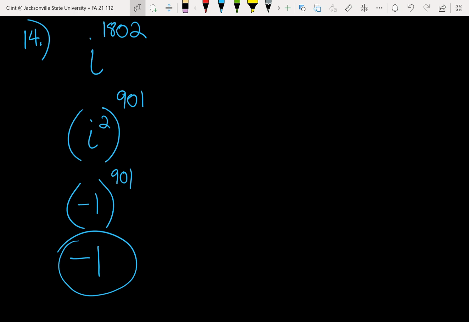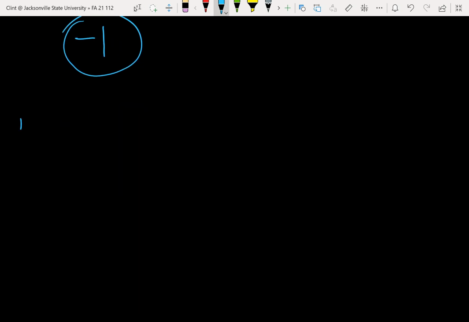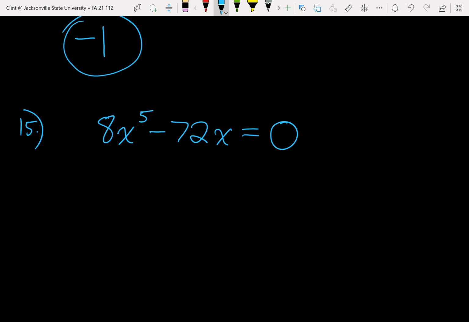Okay. 15. Got one of those other types of equations that says find all real solutions. Gives us 8x to the 5th minus 72x equals 0. So if you have some exponent bigger than 2, that's a good clue that we want to factor out a common factor. And we really don't have other methods to use.